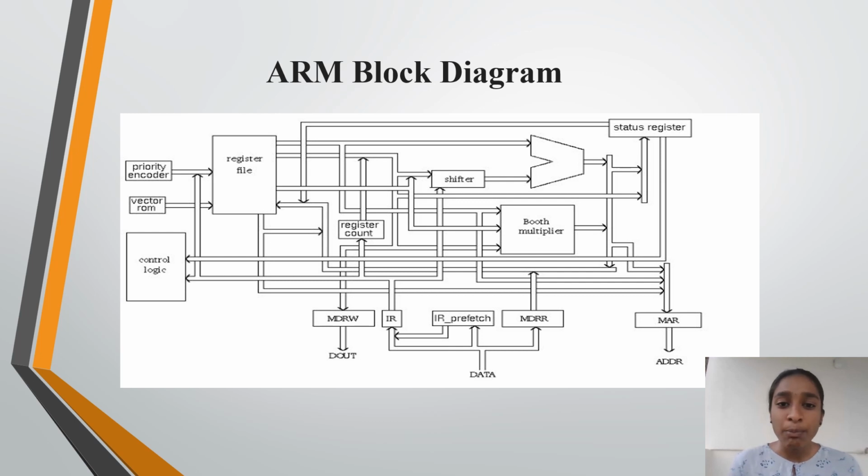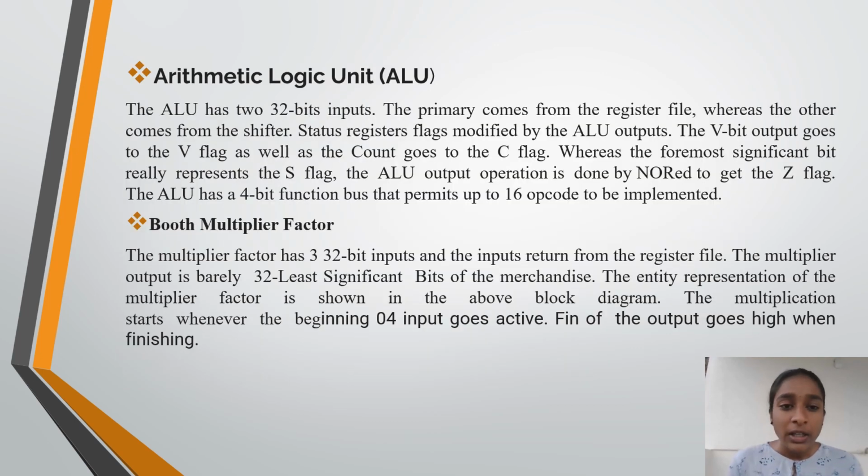Now we'll see the ARM block diagram. The first component present in the ARM block diagram is the arithmetic logic unit. The arithmetic logic unit has two 32-bit inputs. The primary comes from the register file, whereas the other comes from the shifter. Status register flags are modified by the arithmetic logic unit outputs.